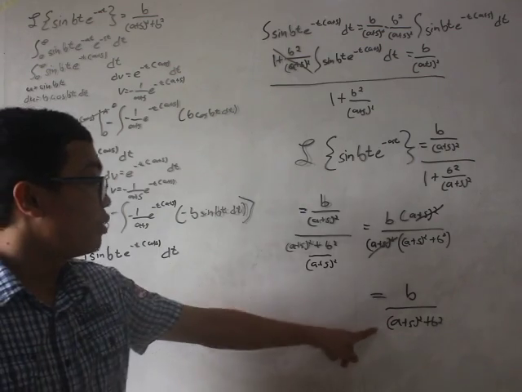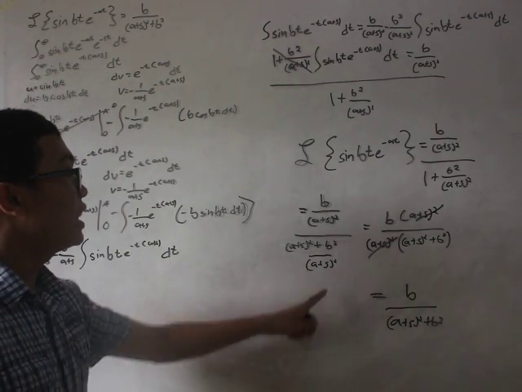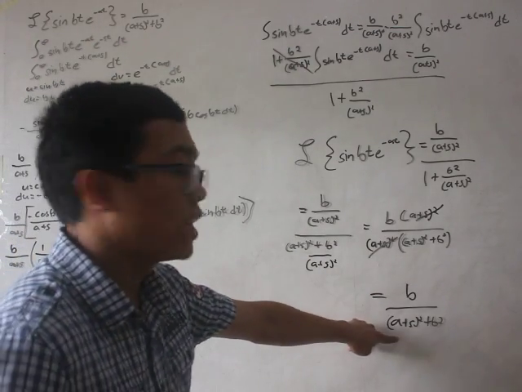And that is how we prove that the Laplace of sin bt e raised to negative at is equal to b over (a plus s) squared plus b squared.